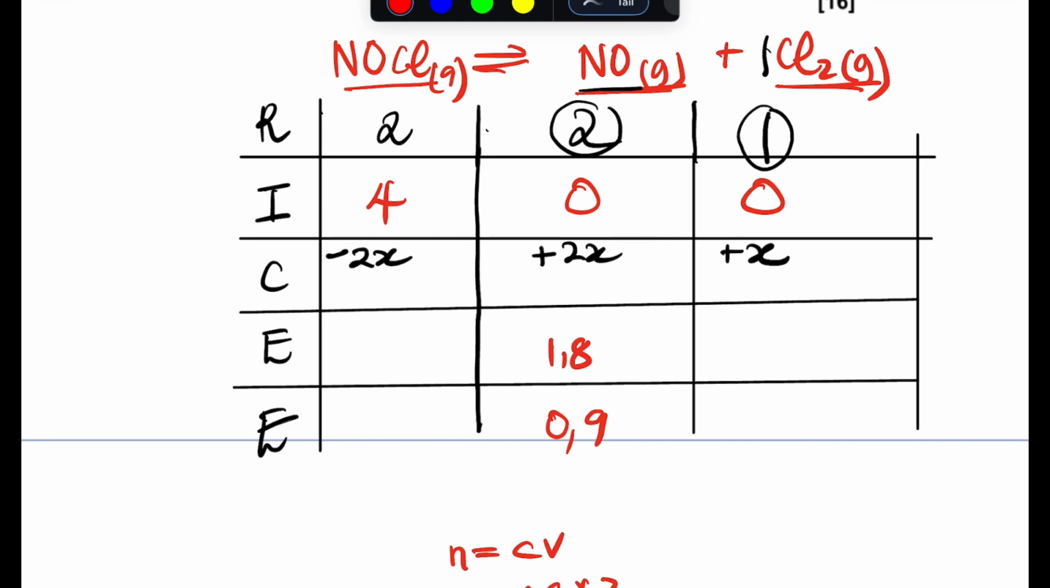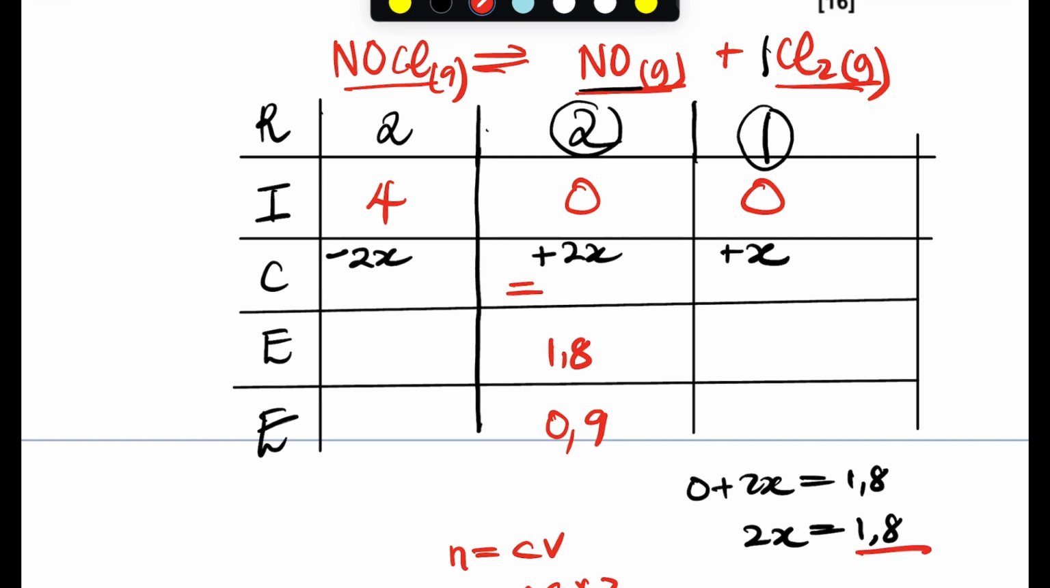So how do we get these values here? Normally in the product we say what was there initially and what was formed, and this is what is at equilibrium, right? This is what remained, this is what is formed. So we're going to say 0 plus 2x is equal to that. So 0 plus 2x is equal to 1.8. Therefore 2x is equal to 1.8. So what do we want here? We want 2x. 2x is 1.8. So we're going to have 1.8 there.